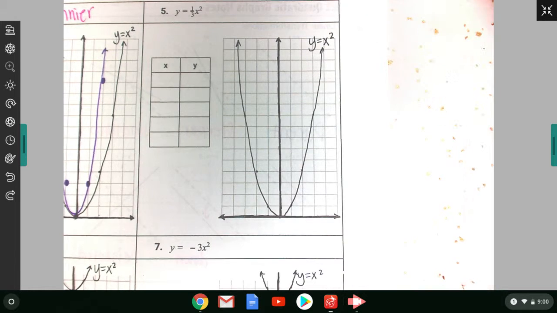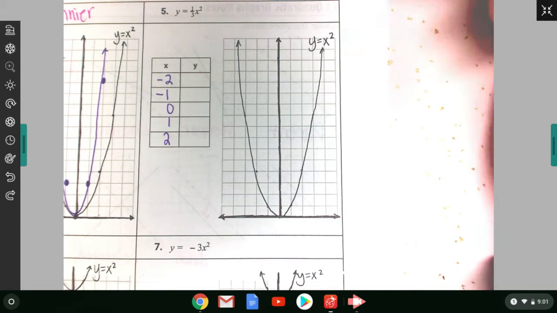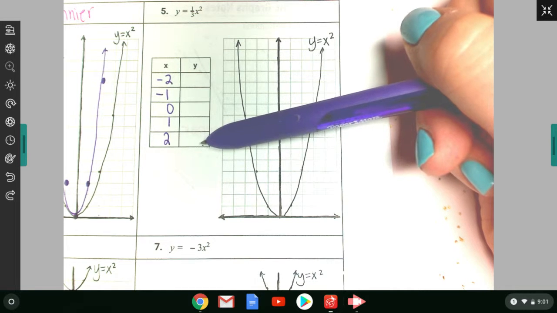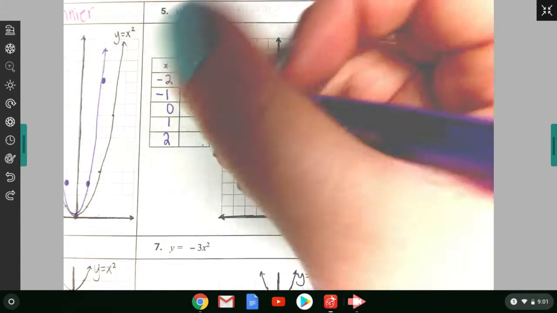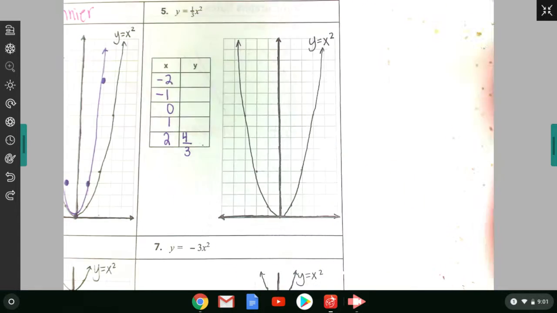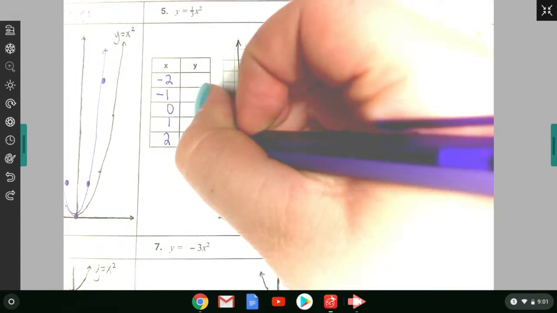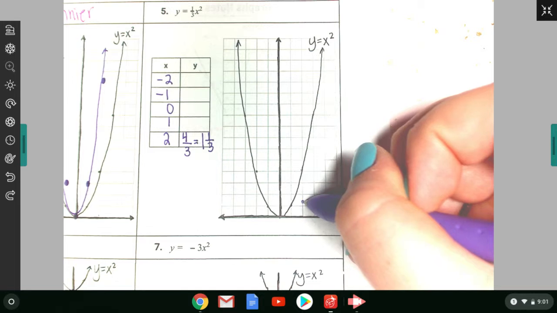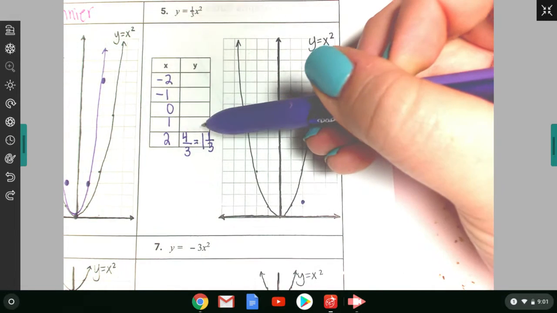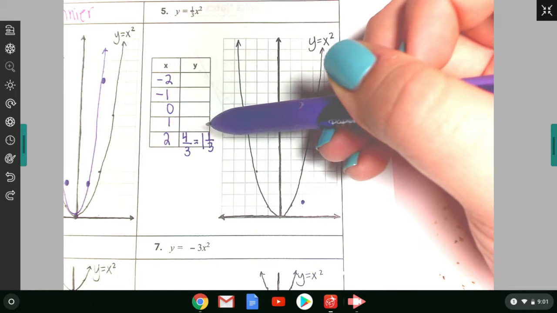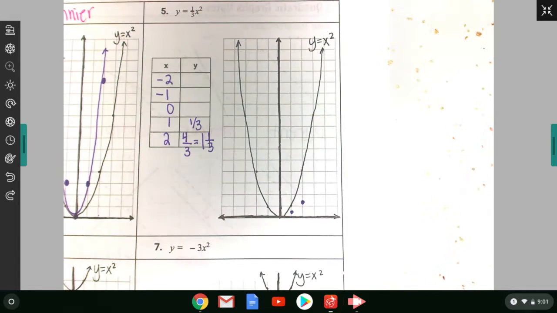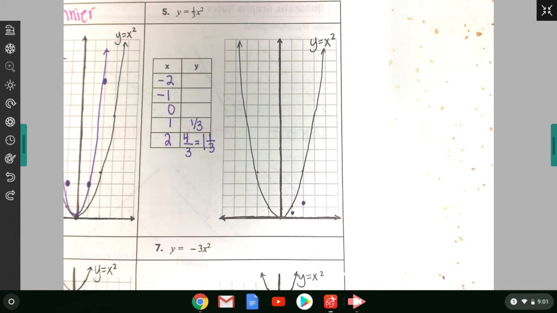Let's see what happens. We're going to use those same points, -2, -1, 0, 1, 2, and plug in. I like to start with positives, so if I plug in a 2, I've got 1/3 times 2 squared, so that's 1/3 times 4, so that's 4/3. 4/3 is a weird one to graph. Let's make it a mixed number, 1 1/3. So 2, 1 1/3. If I plug in a 1, I've got 1/3 times 1 squared. 1 squared is 1, so that's just 1/3. So 1, 1/3.